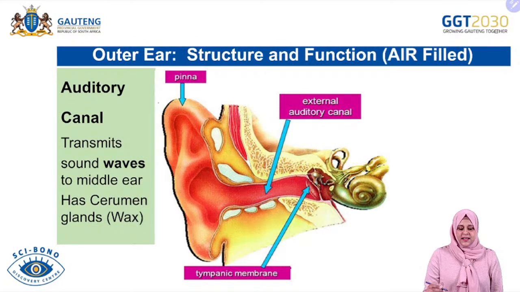The auditory canal has cerumen glands, or wax glands, that secrete wax. This wax is important because it traps dust particles and any foreign objects, such as insects, that may enter the ear, because the tympanic membrane is very, very sensitive.